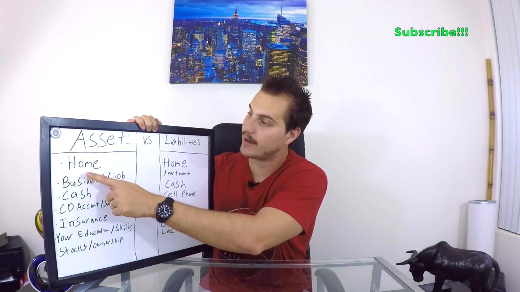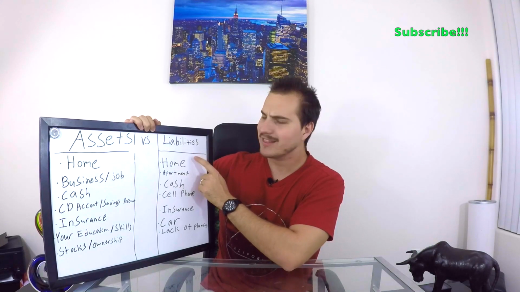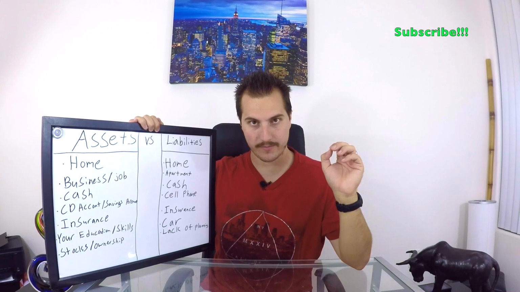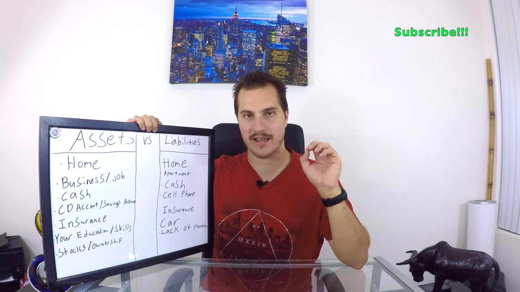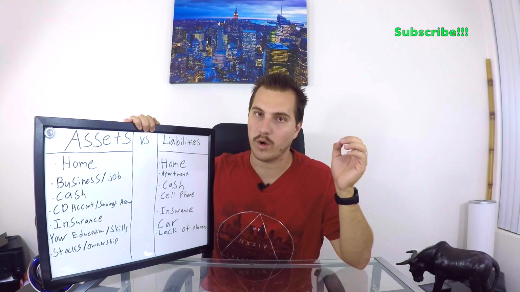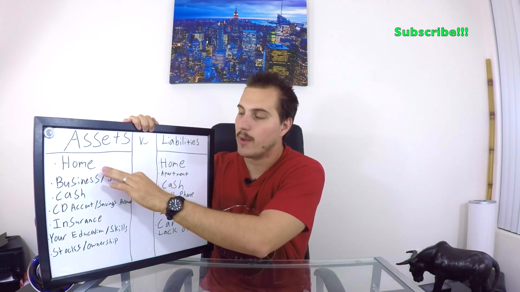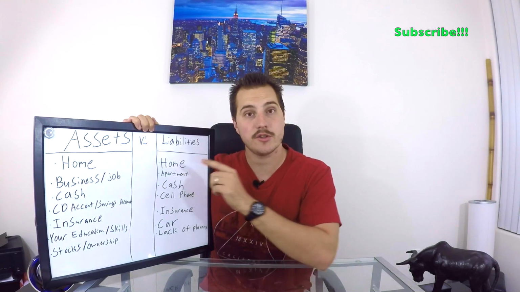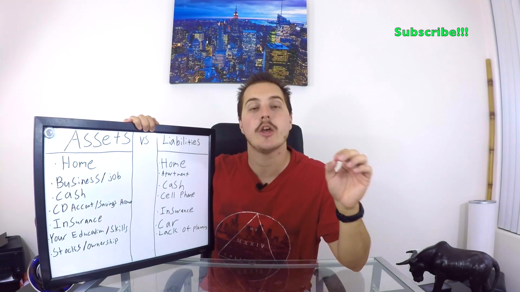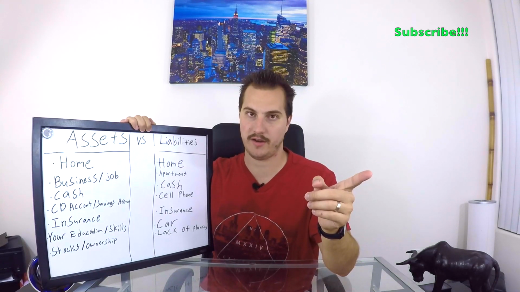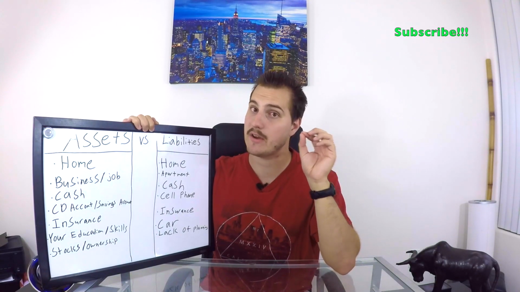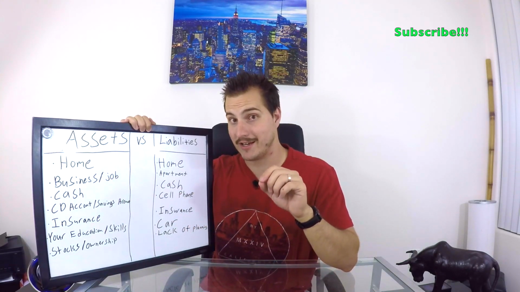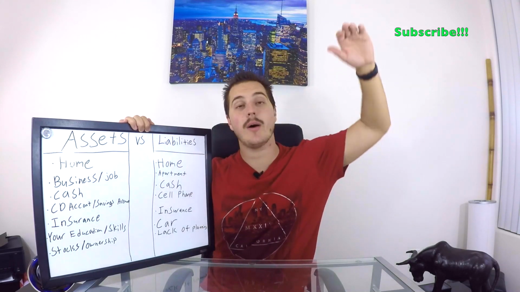We got on the asset side home, but we also have on the liability side home. How could a home be an asset and a liability? The reason I put it as an asset and a liability is because that's truly what it is. It's an investment, but it's an investment you have to time properly. If you bought a home in 2007, 2006, 2005, you're probably still underwater in that home, or barely break even maybe a decade later.